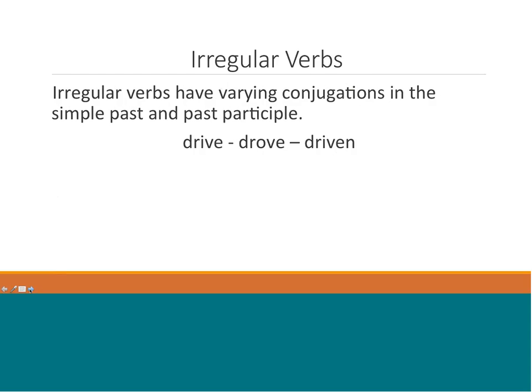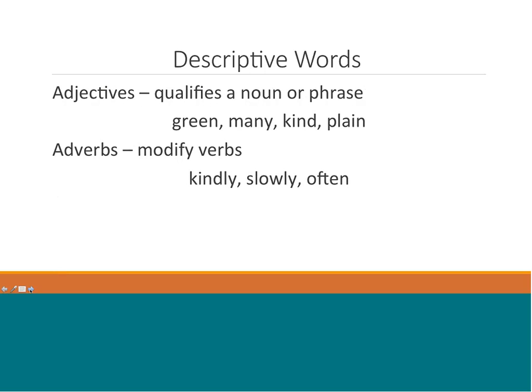All right, irregular verbs don't conjugate in the simple past and past participle by adding S or ED. So drive changes to drove and driven, swim turns to swam and swum. And two types of descriptive words, adjectives and adverbs, which everyone knows, but I just like to have that official definition. Adjectives qualify a noun or a phrase, and an adverb modifies the verb.